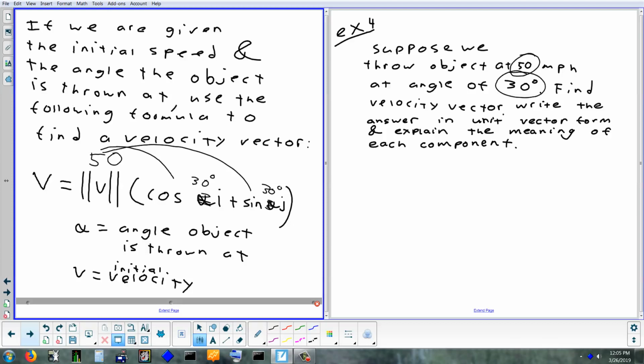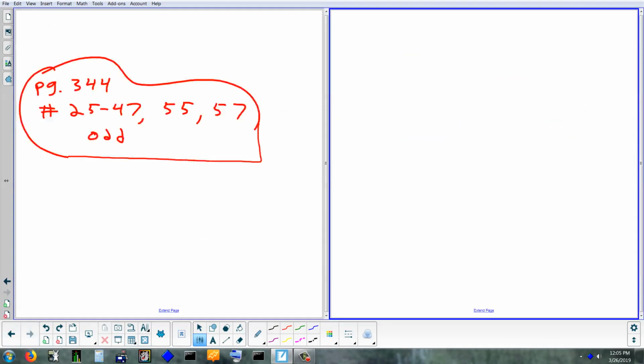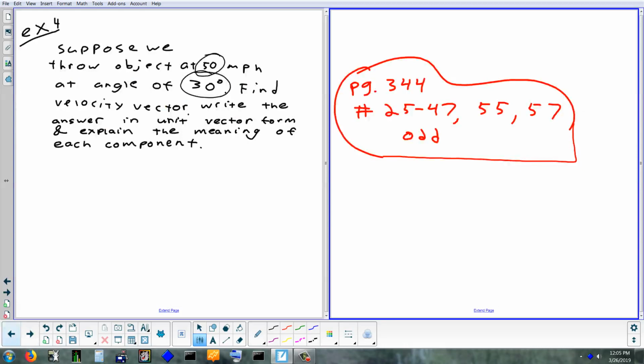Any question on that? Okay, so homework in your packet, not in the book, on page 344. 25 to 47, just odds, and then 55 and 57. I think 55 and 57 are the velocity ones. So if you get stuck, don't worry. We'll go over them.